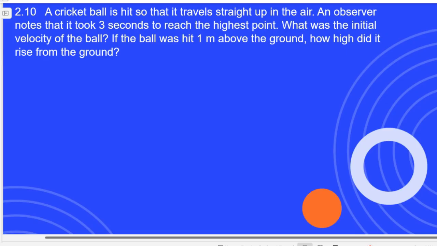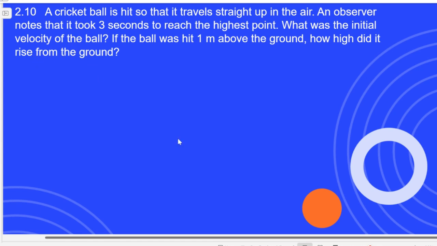Dear students, today we will solve numerical number 10 from chapter number 2. This is physics class 9. The question states that a cricket ball is hit so that it travels straight up in the air. An observer noticed that it took 3 seconds to reach the highest point. What was the initial velocity of the ball? If the ball was hit 1 meter above the ground, how high did it rise from the ground?